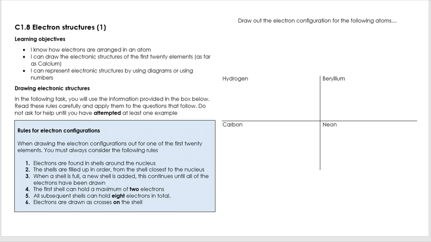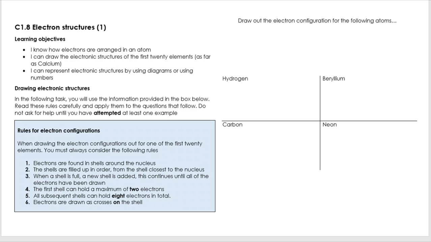So, in the blue box, we are told that electrons are found in shells around the nucleus and that we fill from that closest to the nucleus, and then once it's full, we move to the next one. You have to remember the first shell can hold 2 electrons. Every other shell, as far as we're concerned at GCSE, can hold as many as 8.